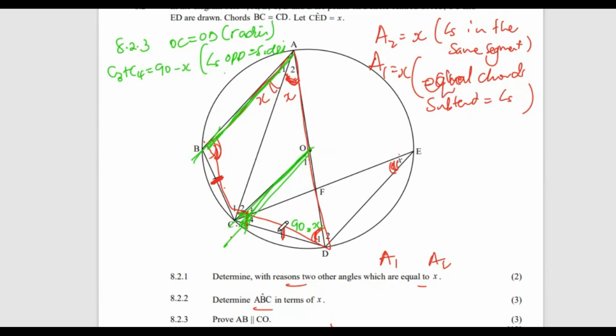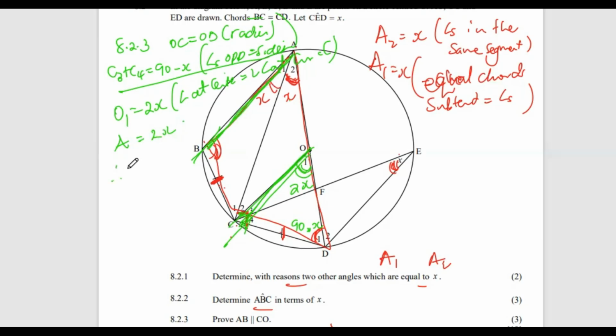Then if it's a 90 minus X and 90 minus X, then what is O1? We're seeing that O1 is twice X, angle at the centre is twice angle at the circumference. This is a 2X and the whole of A is 2X. Therefore, you can just recognize that AB is parallel to CO.